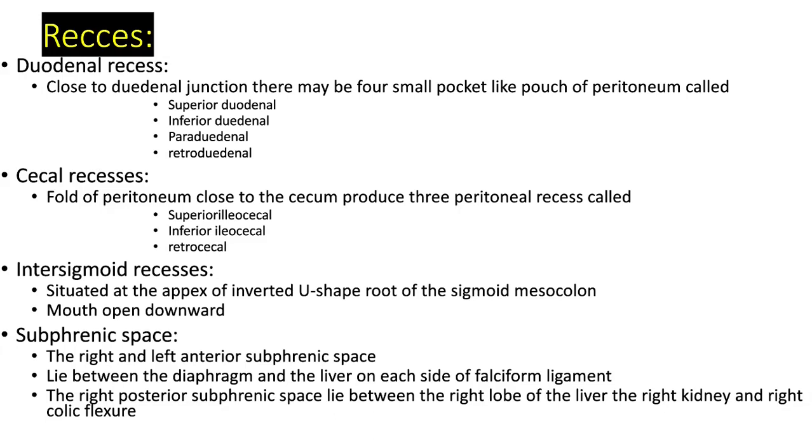While the cecal recesses are folds of peritoneum close to the cecum that produce three potential recesses called the superior ileocecal, inferior ileocecal, and retrocecal recess, the intersigmoid recess is situated at the apex of the inverted U-shaped root of the sigmoid colon.